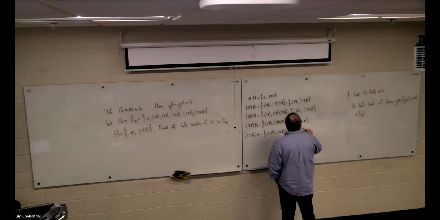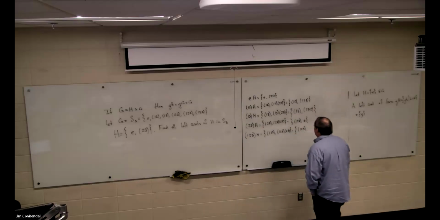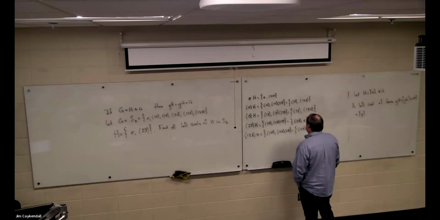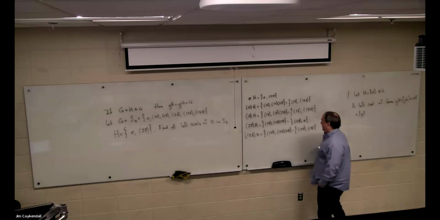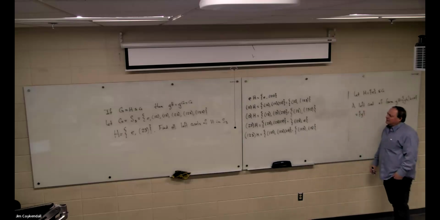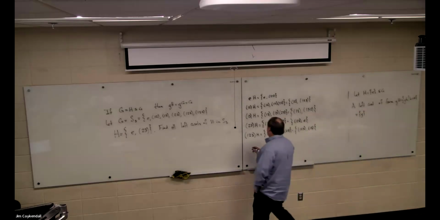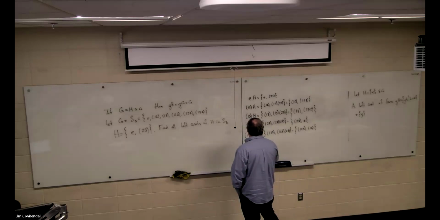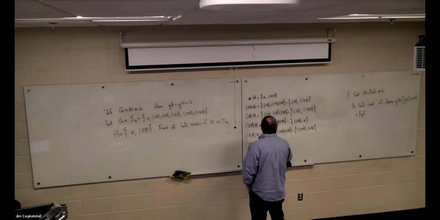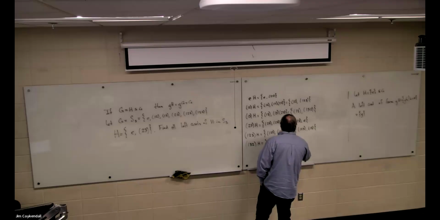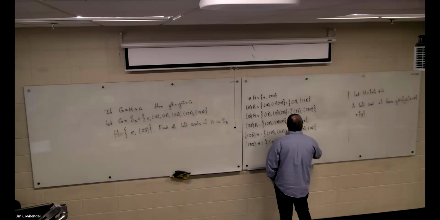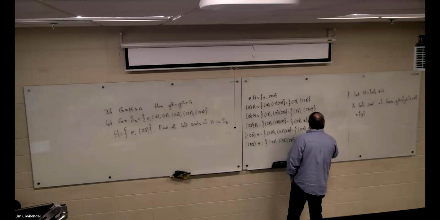So this is 1, 2, 3. And this should be 2, and 2 goes to 1. 3 should do itself, and it does. And finally, this should be (1, 3, 2) by (1, 3).